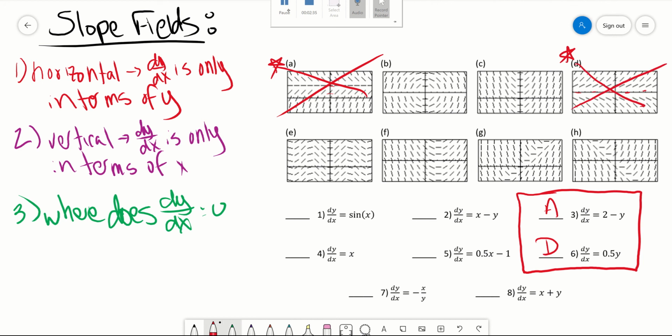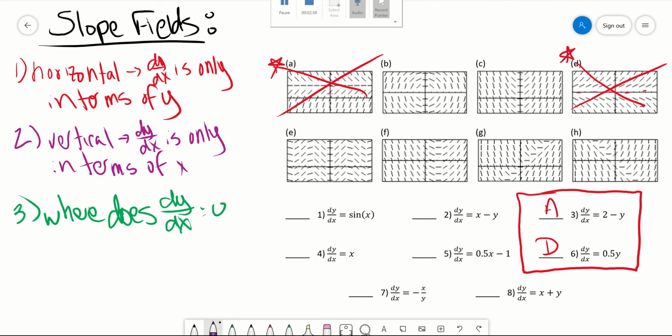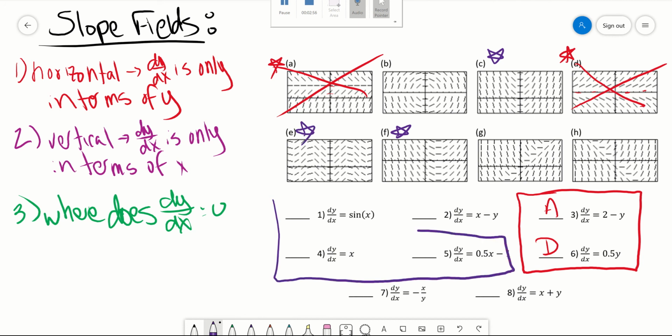Then we also would want to look for things that are the same on a vertical line. So it looks like C is the same on a vertical line and F is the same on a vertical line. And then when you look at your answer choices, oops, there should be one more. What am I missing here? Oh, here. When you look at your answer choices, these are all the same on a vertical line because they only have an x in them.